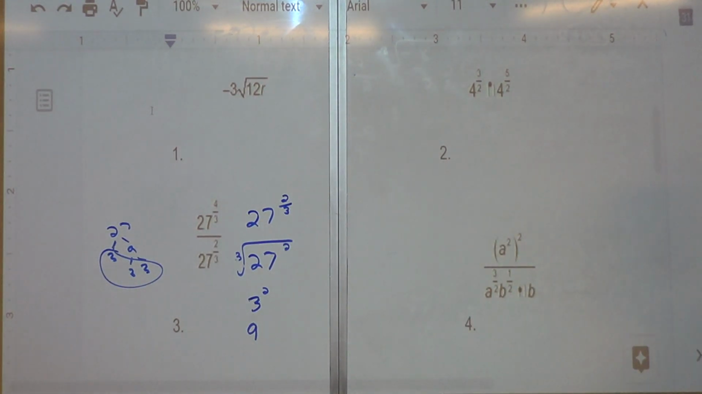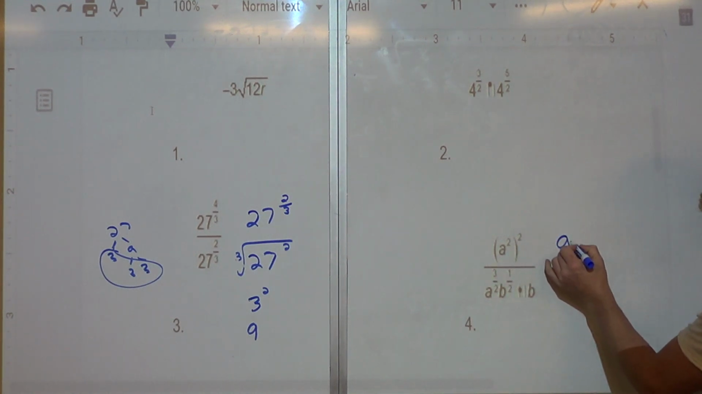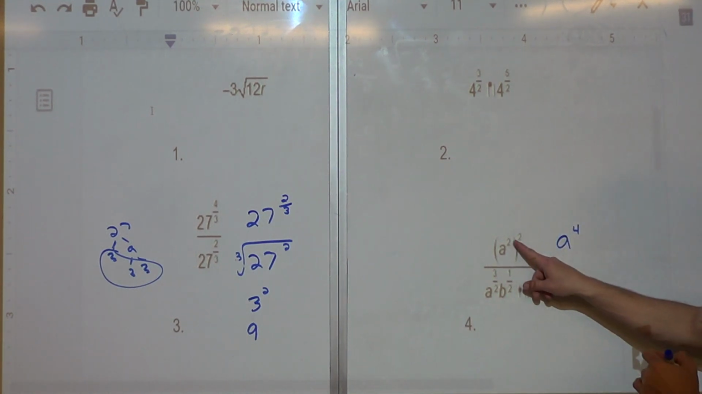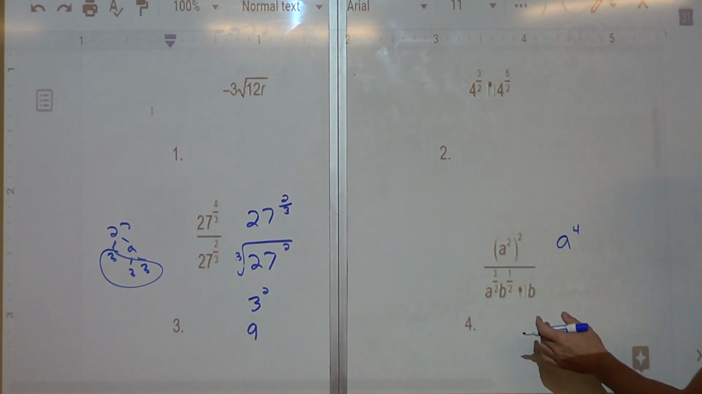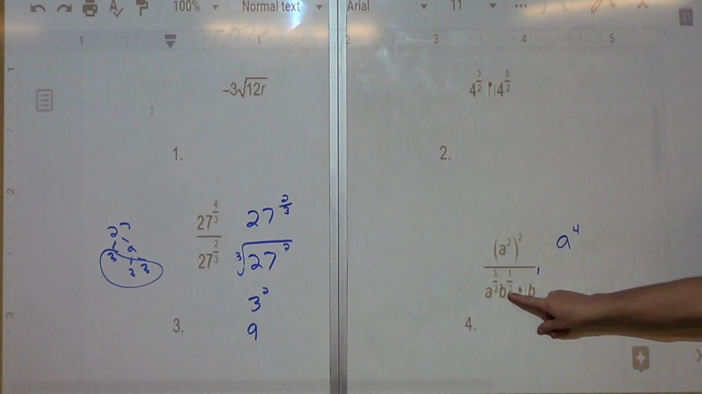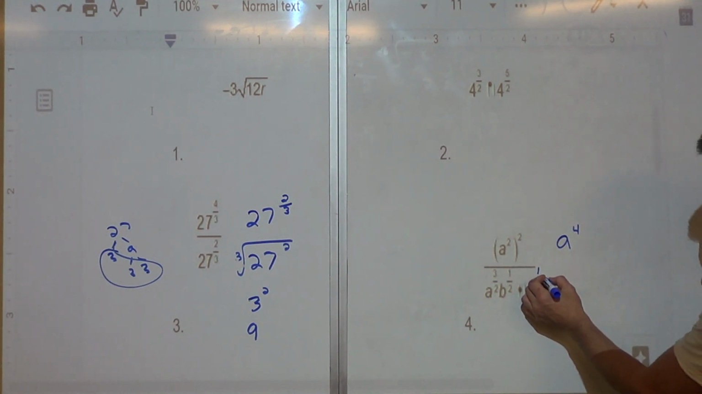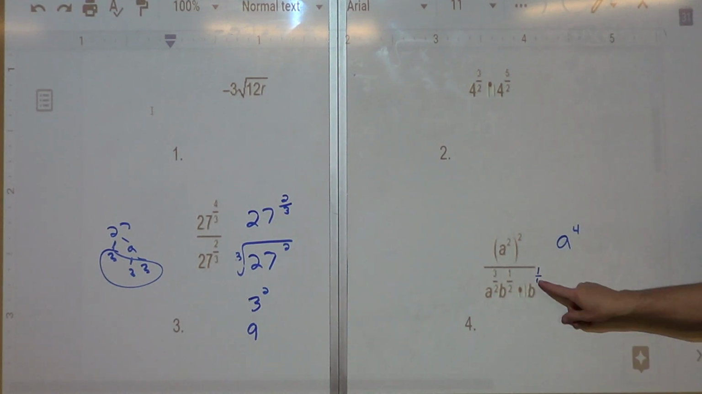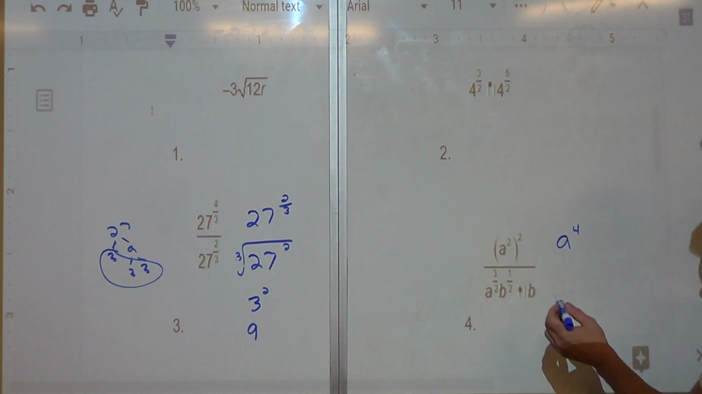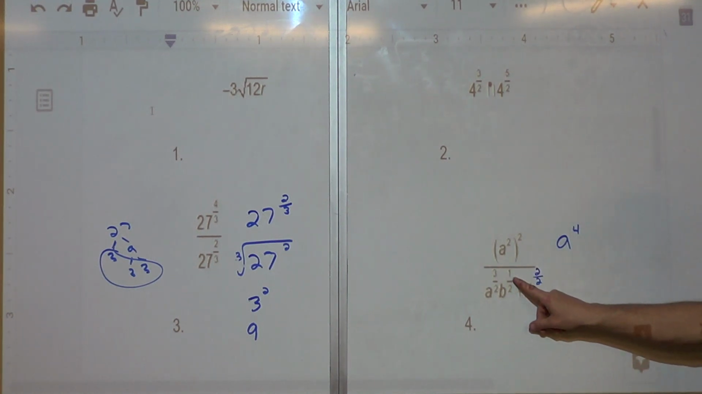Here, we're going to go through a number of things. If I raise an exponent to an exponent, that becomes a power of 4. So 2 times 2 is 4. Then down here, this has a power of 1, b to the 1st power. So I'm going to add these two together. So 1 over 2, so I need a common denominator. 1 over 1, so I multiply that by 2 and that by 2. So 1 over 1 would be 2 over 2. And then I can add these two together.